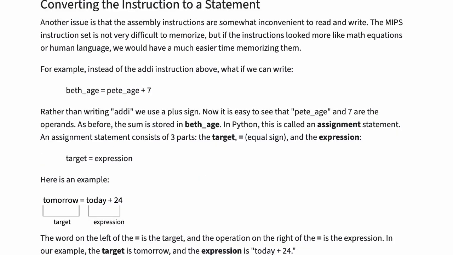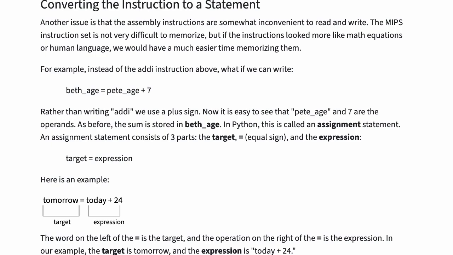Another issue is that the assembly instructions are somewhat inconvenient to read and write. The MIPS instruction set is not very difficult to memorize, but if the instructions looked more like math equations or human language, we would have a much easier time memorizing them.